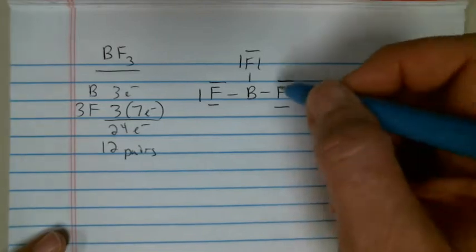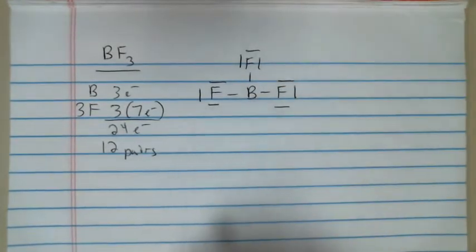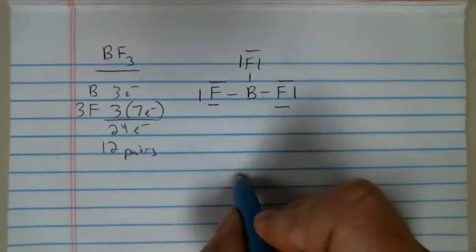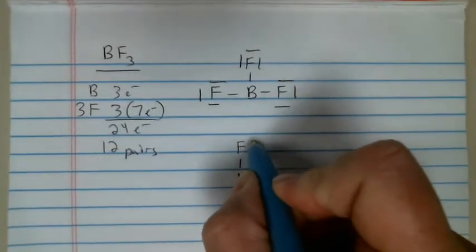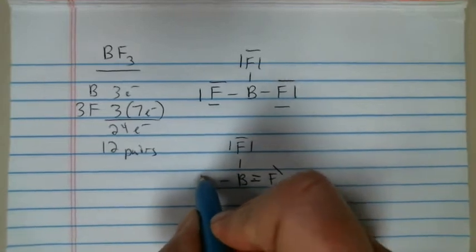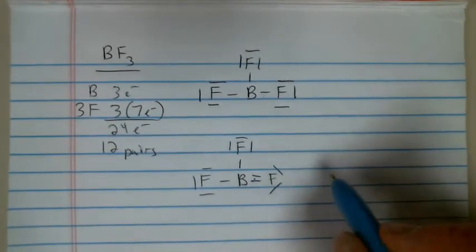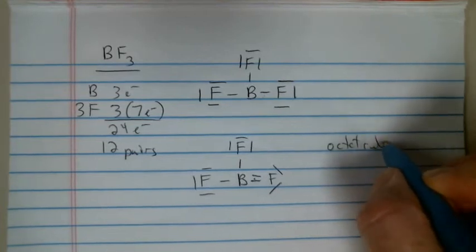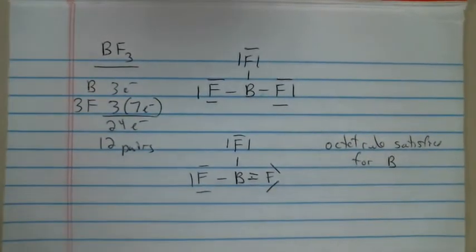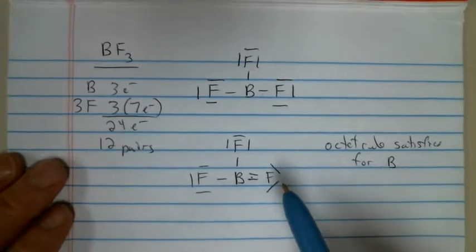But what if we considered having one of these fluorines share a pair? Why not? We could draw another Lewis structure where this shares, and now boron has an octet as well. Let's draw that. Boron, and it wouldn't matter which one we choose. I'll do the one off to the side here. And still, same number of valence electrons, right? And now I've satisfied the octet. So this one, the octet rule is satisfied for boron. Which one is the correct structure? We don't know.